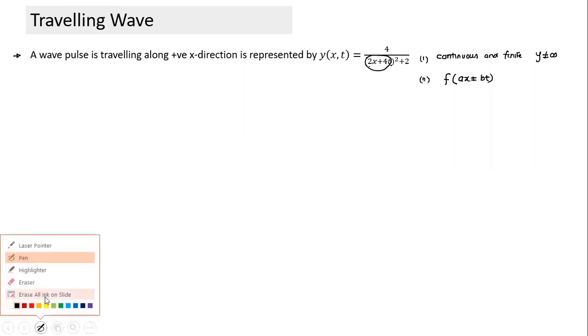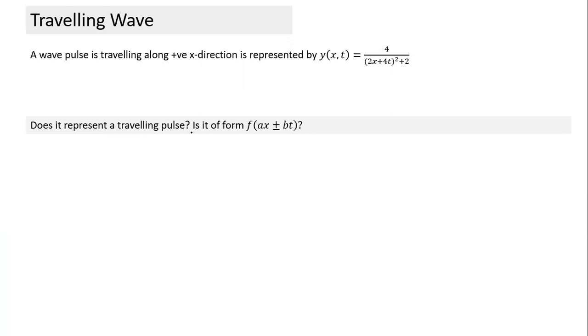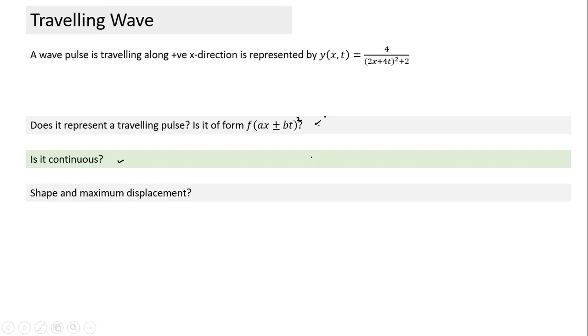But it's not an SHM traveling wave. And this also is a wave function. Does it represent a wave? Yes, it is of this form. It is the square of this, but it's still of the ax plus minus bt form. First we check this condition, second we check whether it is continuous. Is this continuous? Yes, nowhere does it take an infinite value. The denominator doesn't become 0. So it's a wave, though it is not a sine function.